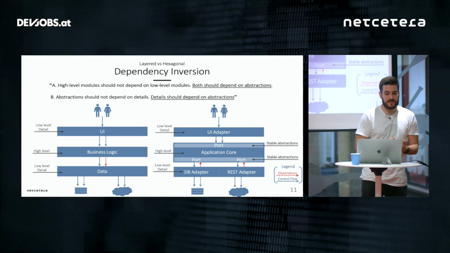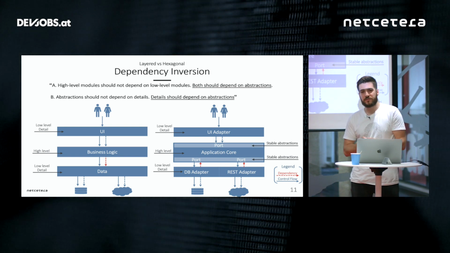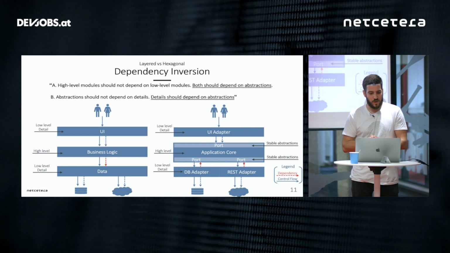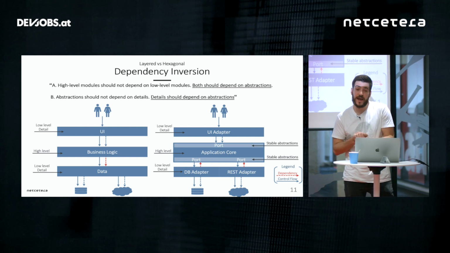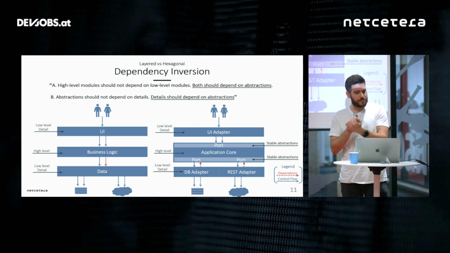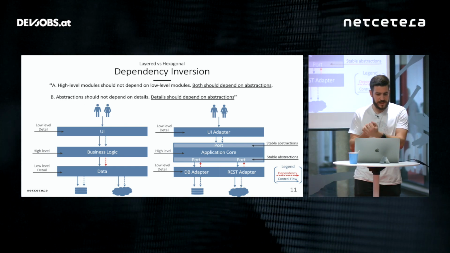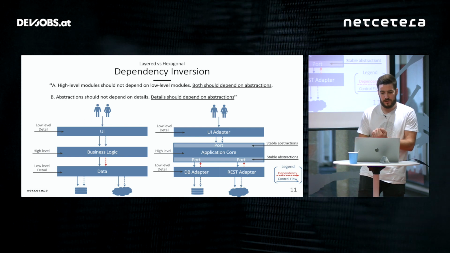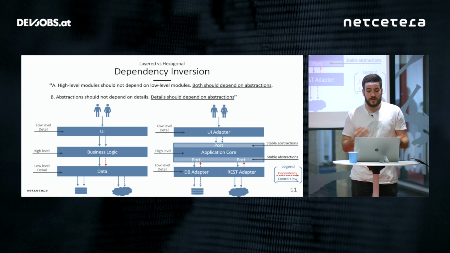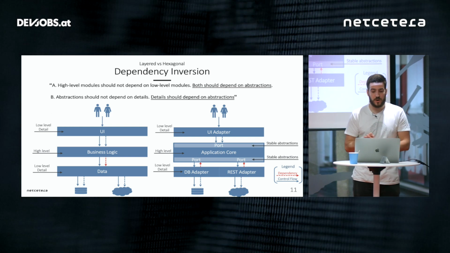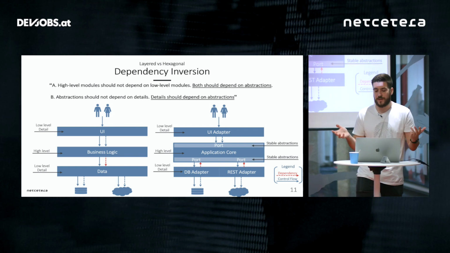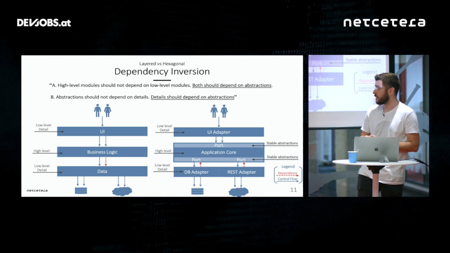The second rule states that abstractions should not depend on details, but details should depend on abstractions. So what are the abstractions here? Again, these are our ports, right? So the ports should not depend on details, so the ports should not depend on the adapter or even the application core. This is the case right here, right? And it also states that the details should depend on abstractions, so the adapters in this case should depend on the ports as well as the application core.